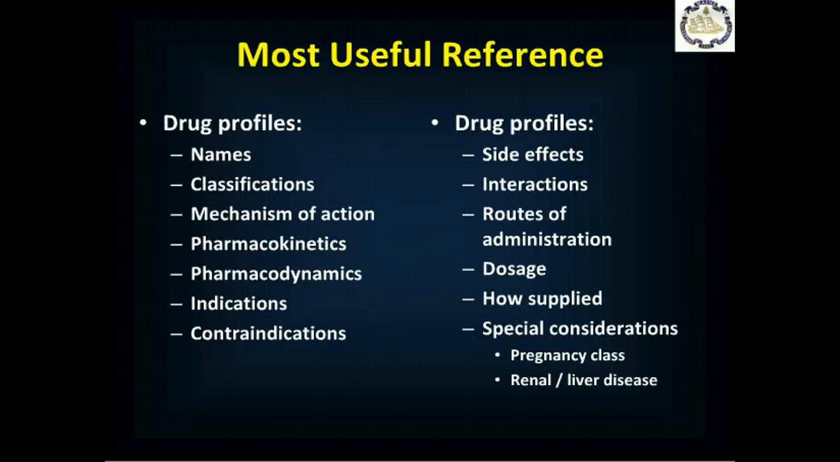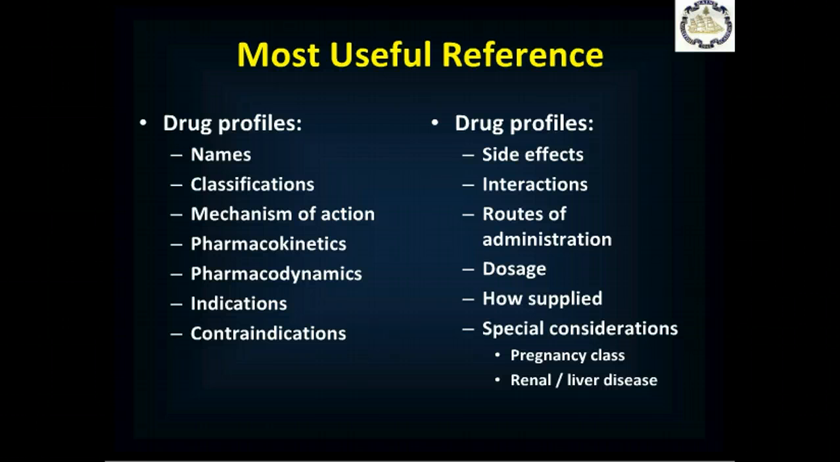So your most useful app will tell you these things: the name, what class the medicine is in, how it works, 2 things called pharmacokinetics and pharmacodynamics, how the drug affects the body, how the body affects the drug, indications or why you give the drug, contraindications or reasons why you can't give the drug, side effects to look out for, things that it interacts with, that's often drugs, foods, and other chemicals, how it can be given, how much is given, how it's supplied, as a liquid, as a powder, in what concentrations, and then some special considerations.